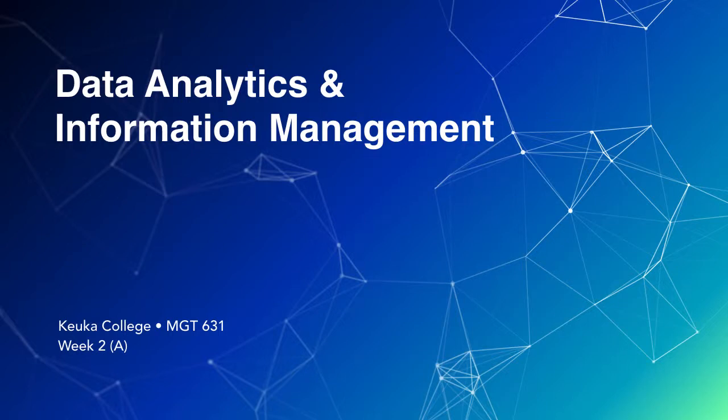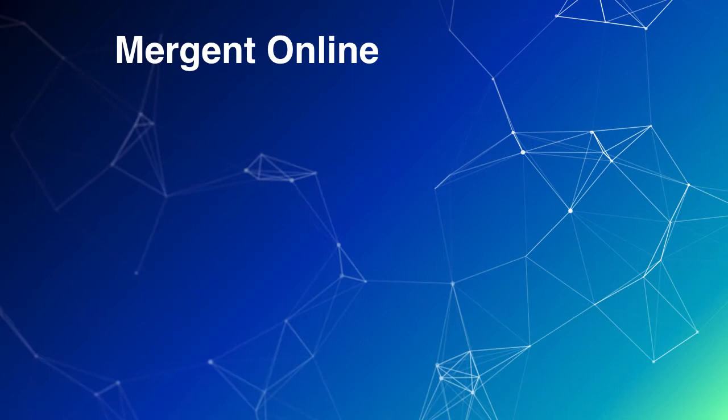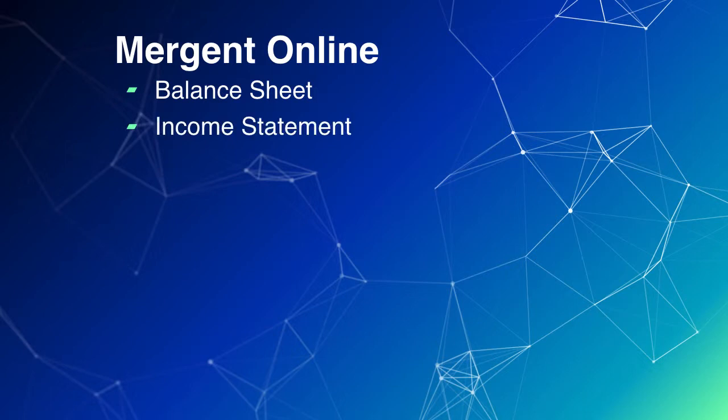This is a quick little piece designed to highlight a quick way to get to the information you need from Mergent Online that you can use in the Week 2 data assignment. So, Mergent Online is a place that compiles and makes available important company documents like balance sheets, income statements, statement of cash flows, and other financial documents.